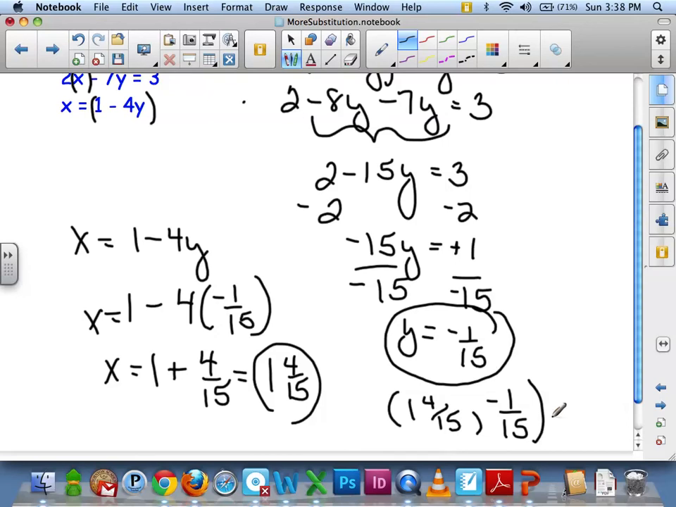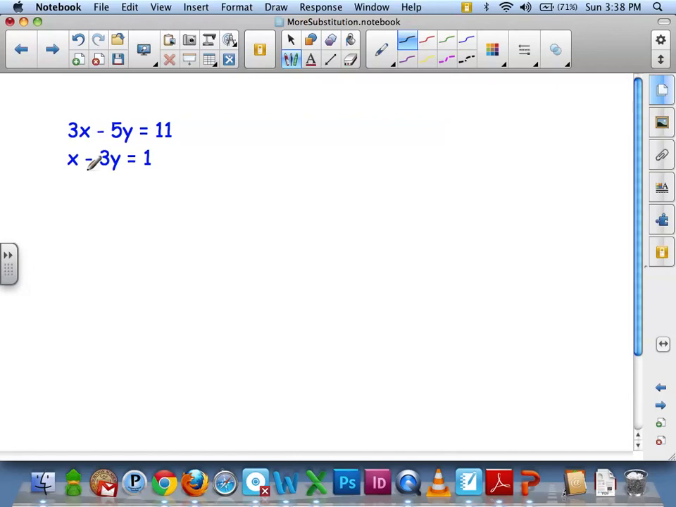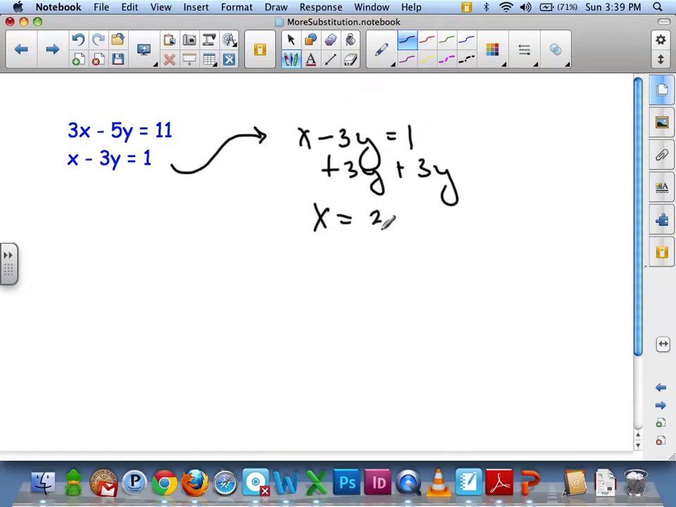Alright. I got one more and then this video will be all set. So this one, a little different from the last two. They're both in standard form. So I'm going to have to solve for x if I want to use substitution in this case. So I'm going to take this second equation and rewrite it. I'm then going to add 3y. And I know you guys are very used to just solving for y all the time, but I'm going to solve for x this time. So I'm going to have x equals 3y plus 1.